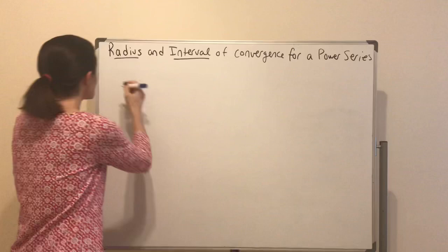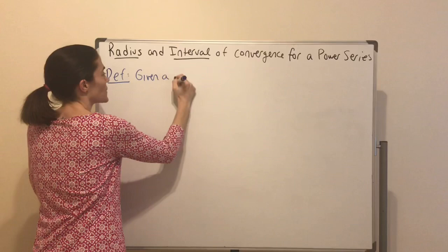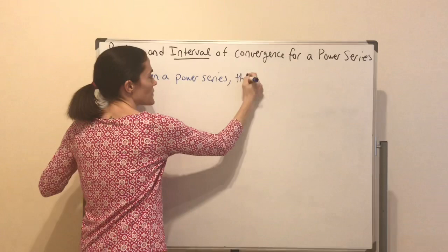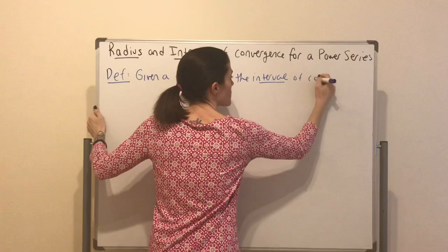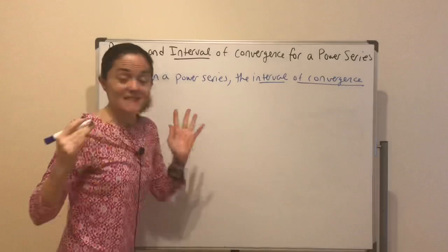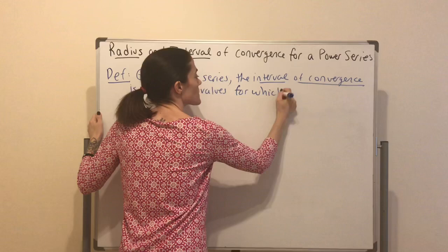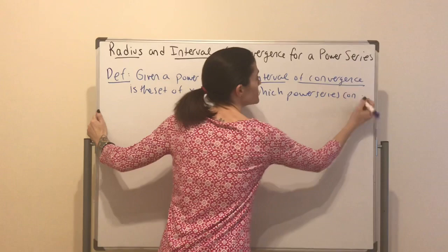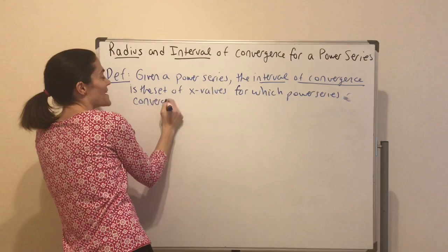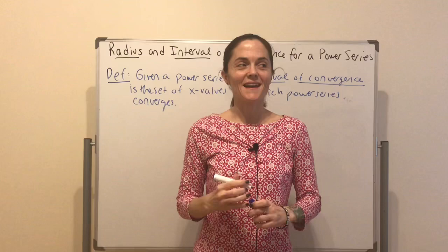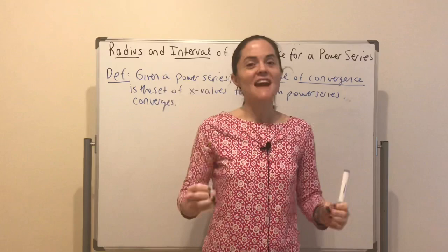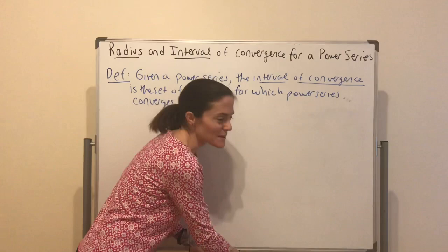Okay, so definition: given a power series, the interval of convergence is the set of x values for which the power series converges. Now, it's called the interval of convergence, and it's almost always an interval. It's a set, though. It's a set of x values such that the power series converges for those x. Now, there's a theorem about exactly what types of convergence we can see, and that's what I will discuss next.